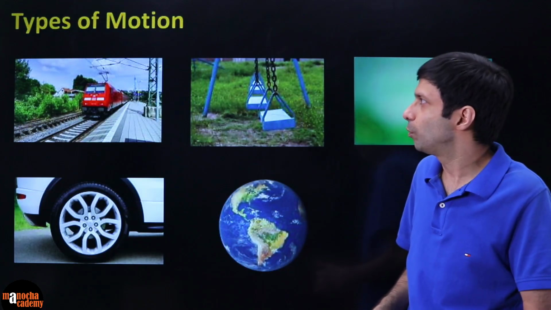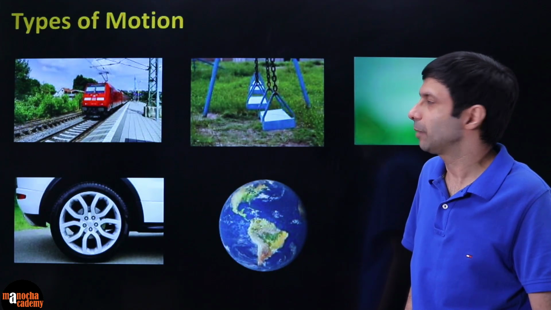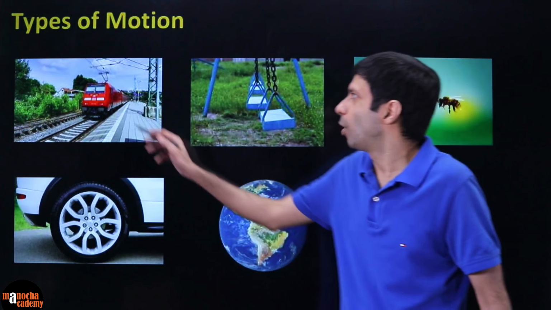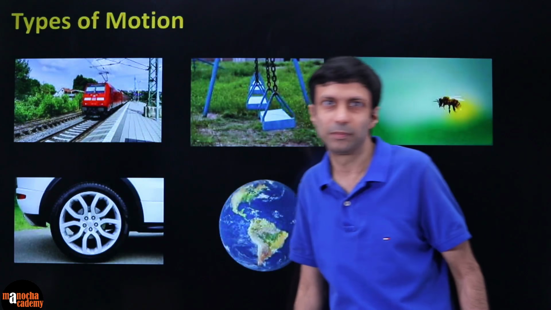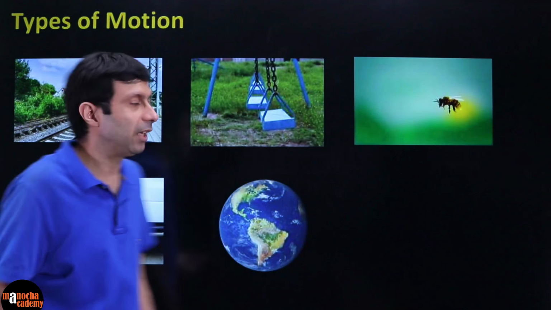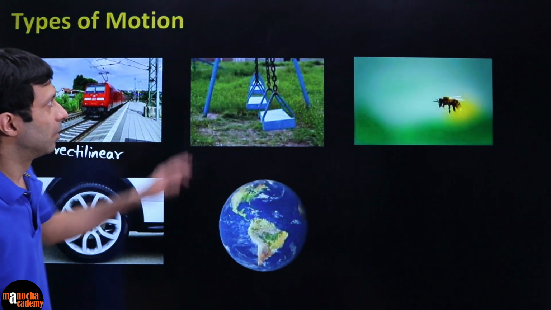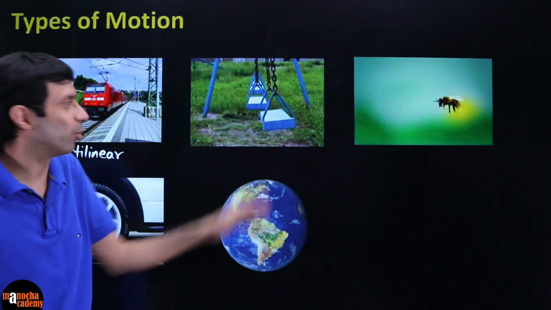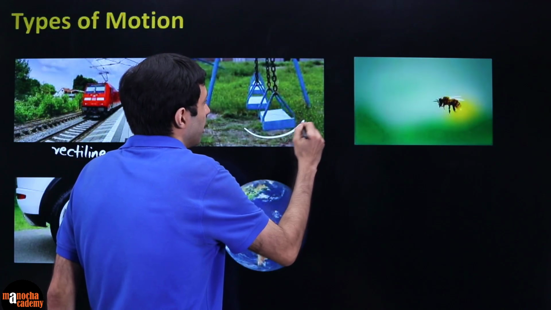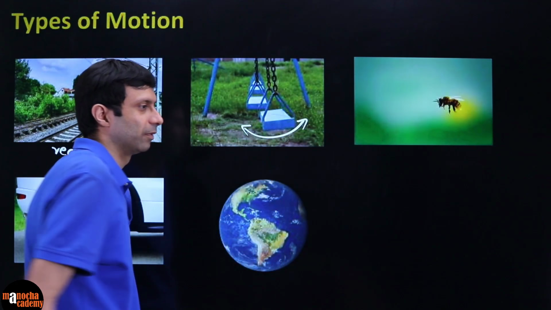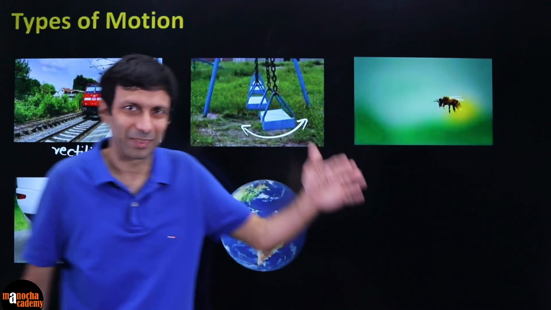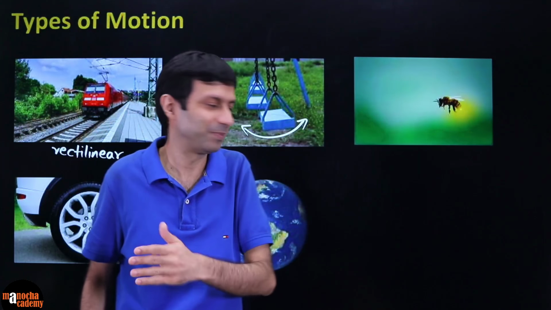So there are different types of motion. Can you guys tell me what are the different types of motion here? So what is the classification over here? When a body moves in a straight line, what is it called? Linear motion or rectilinear motion. Very good. When a swing moves like this, what is this type of motion known as? You have seen the swing. It goes like this, to and fro. Very good. Oscillatory motion, just like a pendulum. It oscillates like a pendulum.